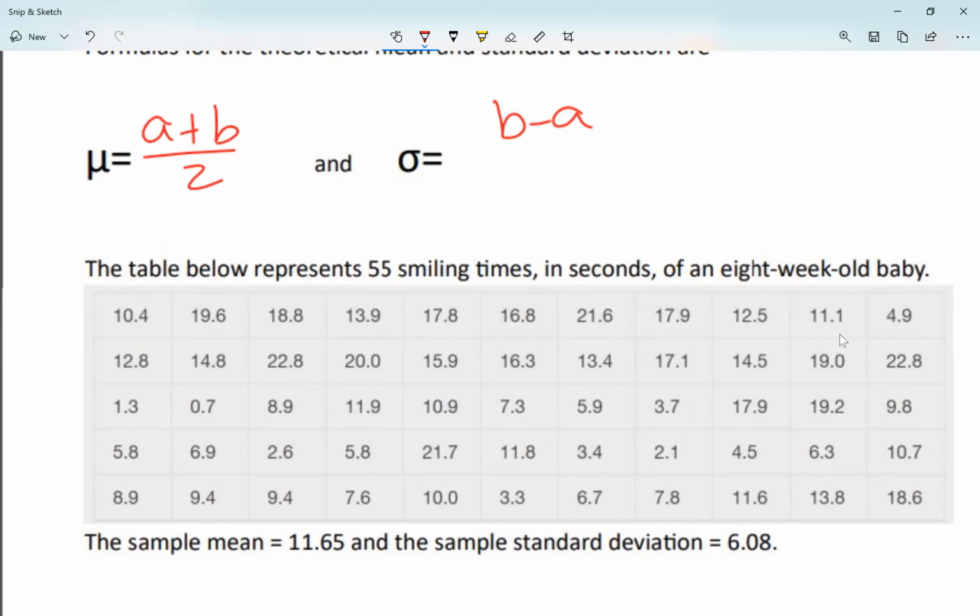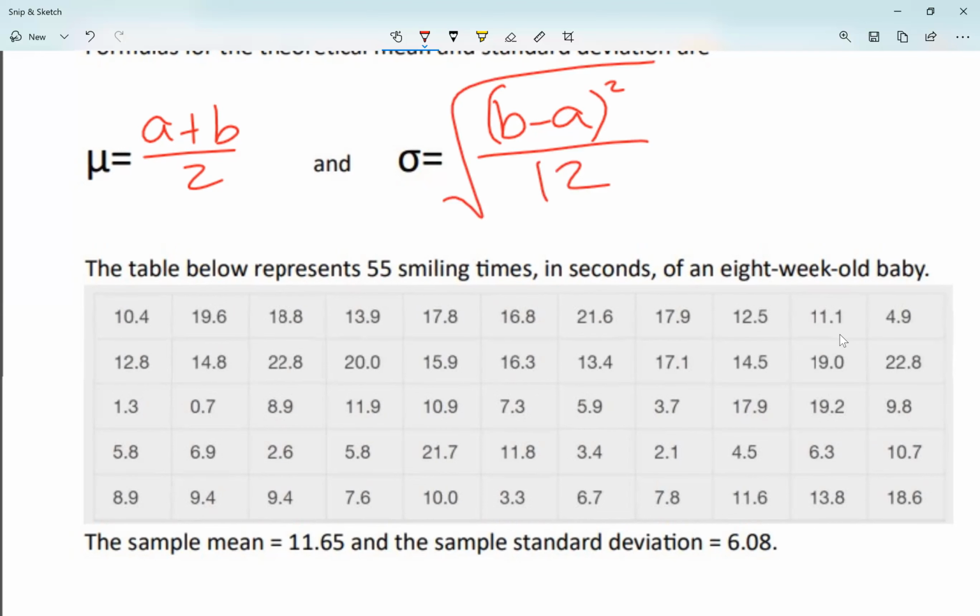So I'm going to go B minus A. I'm going to square the result. So square it, and I'm going to divide it by 12. It's always 12. It doesn't matter how many numbers there are. So B minus A all squared divided by 12. And whatever I get, I'm just going to get the square root of it. Okay, so let's take a look here.